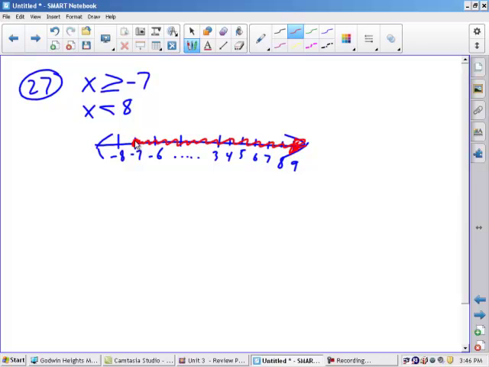And then I have x is less than 8. So I open the circle at 8. And now I go in the leftwards direction.